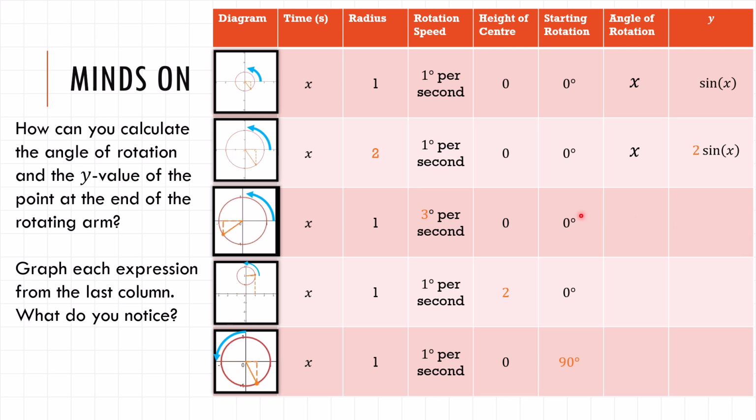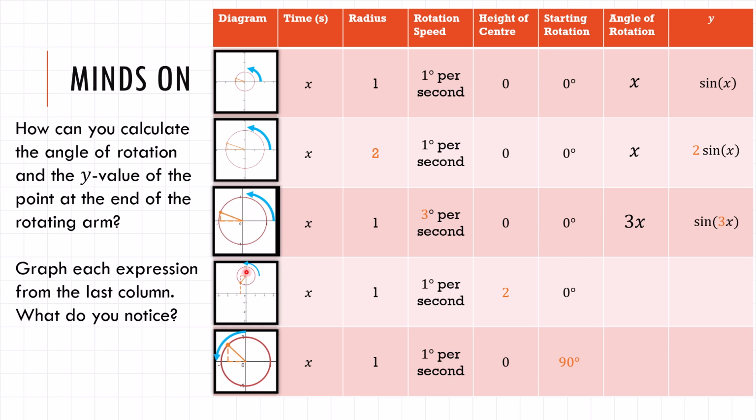Well, hopefully you saw that if it's 3 degrees per second, the angle will be 3 degrees times the number of seconds, which is x. That's just 3x. And the y coordinate can be found by taking the sine of this number, so sine of 3x.